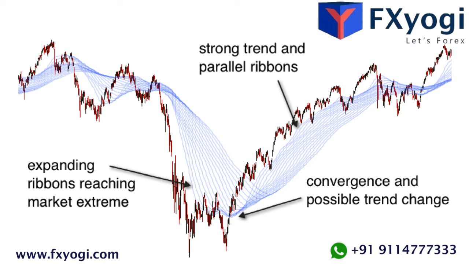Let's see a moving average ribbon example. Let's take a look at a moving average ribbon applied to the GBP USD pair on a 1-hour chart. Can you see the trend changes in the chart?